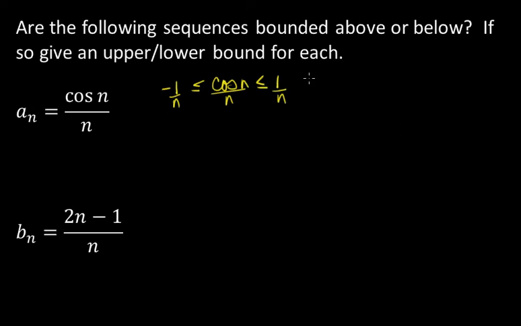Now 1 over n is always less than 1, and minus 1 over n is always greater than minus 1. So we have found an upper and lower bound. Negative 1 is a lower bound, and 1 is an upper bound for this sequence. Now, there are infinitely many lower bounds. I could also say that negative 10 is a lower bound, or pi is an upper bound.